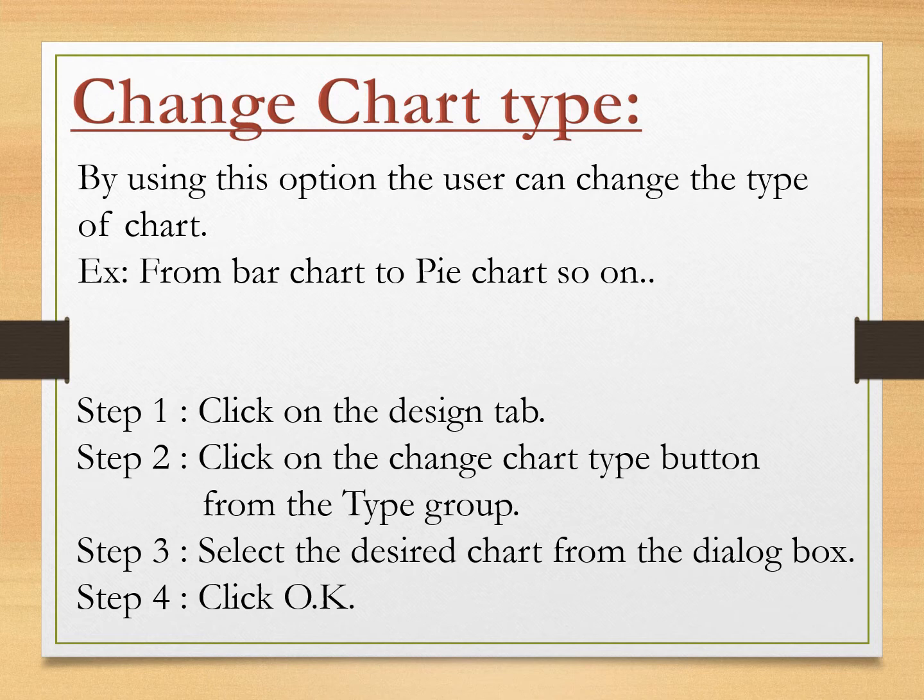Now let us see what are the steps to change the chart type. First, as usual, you have to click on the design tab, select the type group, and next select the change chart type button which is present in the type group. You will see the dialog box which contains different charts, and from the available charts you select the desired chart, the chart you want to change to. Select the type of chart and click on OK, so that automatically the desired chart you have selected will be inserted.